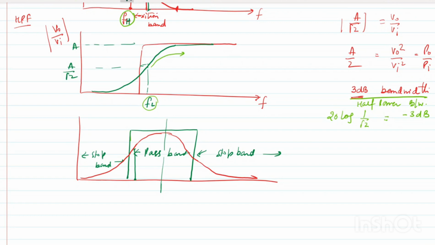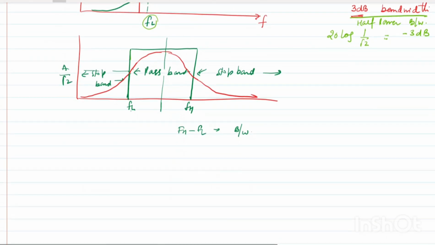Suppose this is the frequency. When we say the gain is 1 by root 2, this is the high pass filter side. So this is your FL and this is your FH. If we say that the gain is 1 by root 2 at this point, then FH minus FL is called the bandwidth. This is a band pass filter.